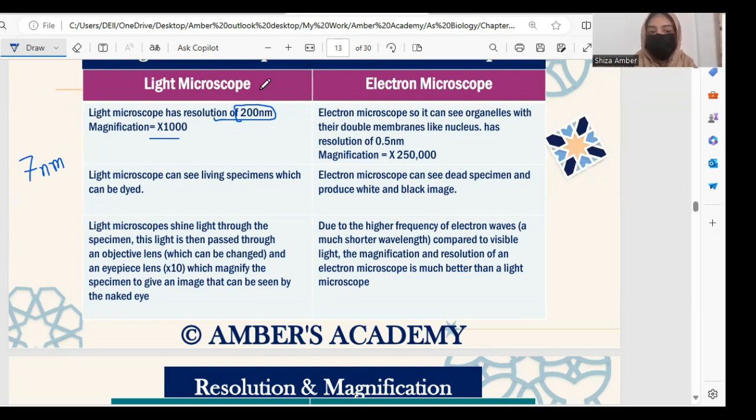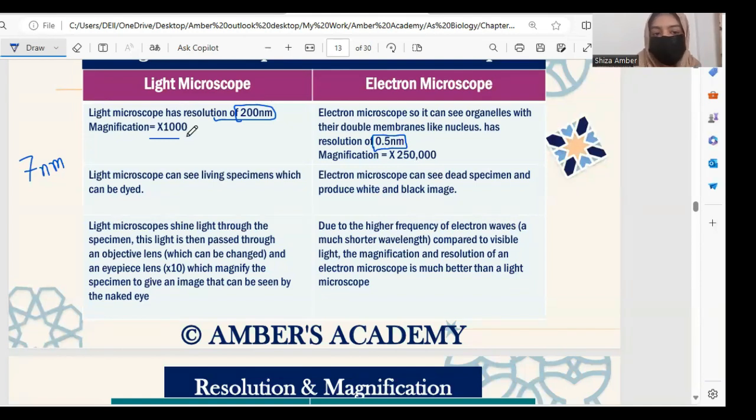No, miss. No, exactly. So here comes the difference between electron microscope, that electron microscope can see organelles with their double membranes like nucleus or mitochondria or chloroplast, because it has a resolution of 0.5 nanometers. So with 0.5 nanometers of resolution, can we see cell membrane? Yes. So in light microscope, we cannot see an object which is below the size of 200 nanometers. So it is not having a very good resolution, right?